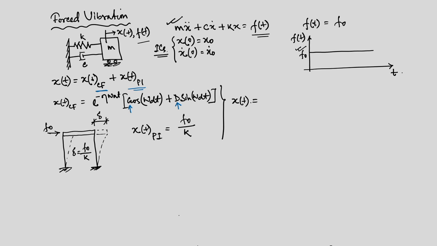So, in this case, it will be x of t is equal to e to the power minus eta omega n t, times the bracketed term, the details of which I do not write as it is already there, plus f naught divided by k. So, we have the total response due to a constant force.